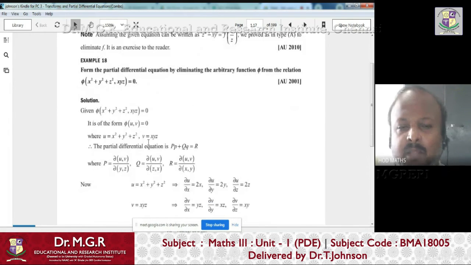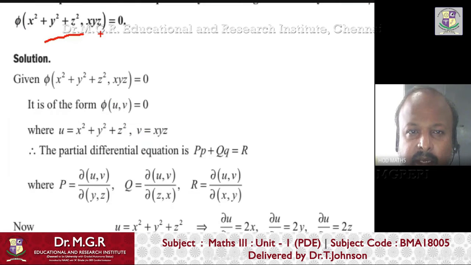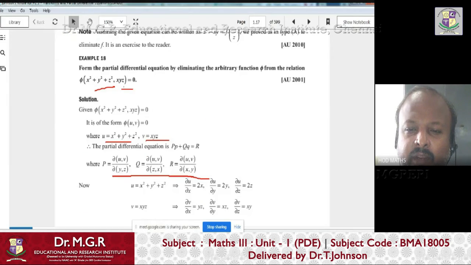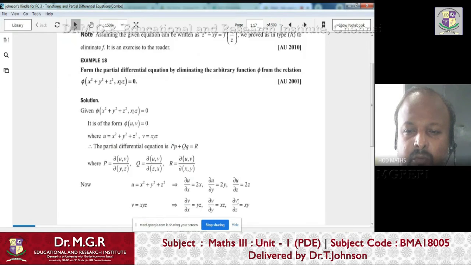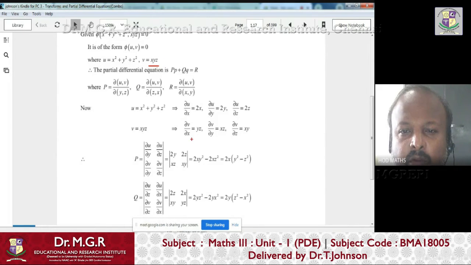In the same way, another problem is also there: x square plus y square plus z square, you take it as u, and xyz, you take it as v. So this is u, this is v. Again, what you have to do is find dou u by dou x, dou u by dou y, dou u by dou z. So automatically it is 2x, 2y, 2z. And for xyz, dou v by dou x becomes yz, dou v by dou y is xz, dou v by dou z is xy.